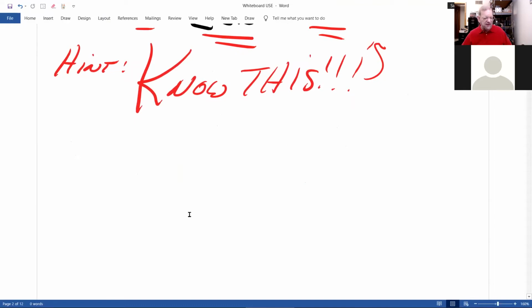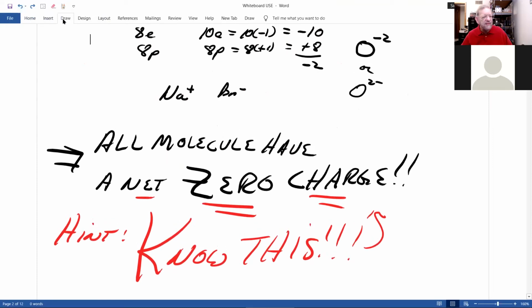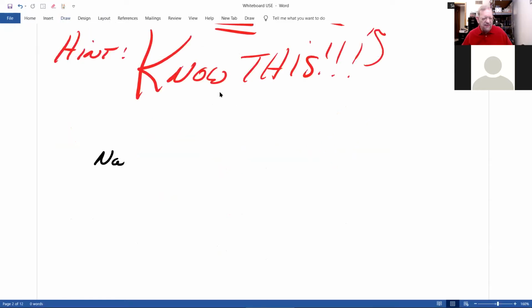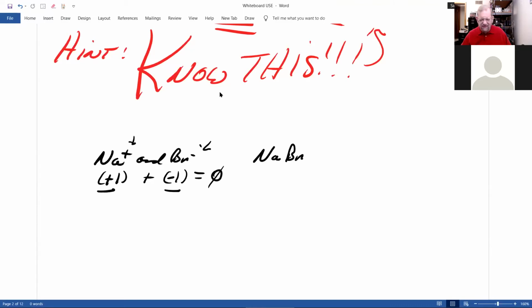And the first one I believe I had was, let's get back to black ink. Sodium plus and bromine minus. And what's the empirical formula for that? Well, this is a +1. That's what this tells us. That tells us this is a -1. And does it add up to 0? And the answer is yes. So that means there's one sodium and one bromine. How do you show that? Like this. Now, let's look at another one.